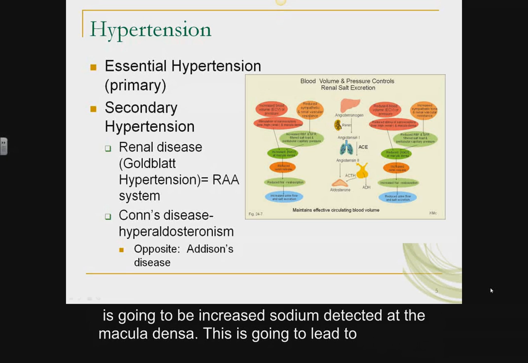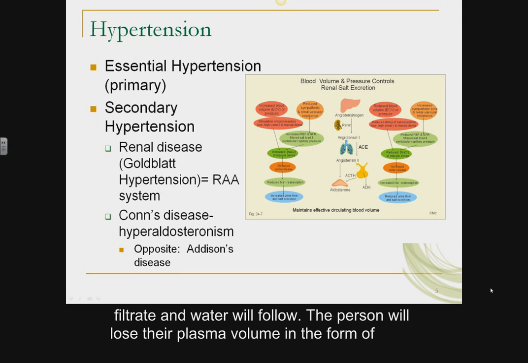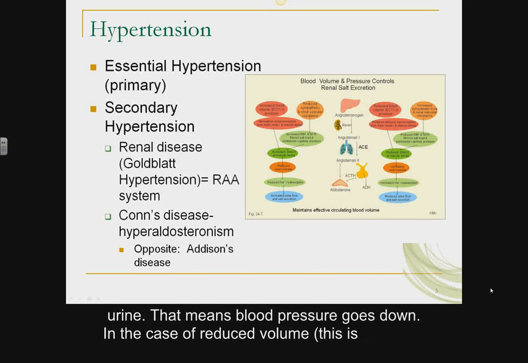We'll review that when we get to the kidney. This means that there is going to be increased sodium detected at the macula densa. This is going to lead to reduced renin release, reduced sodium reabsorption. That means more sodium will stay in the filtrate and water will follow. The person will lose their plasma volume in the form of urine. That means blood pressure will go down.